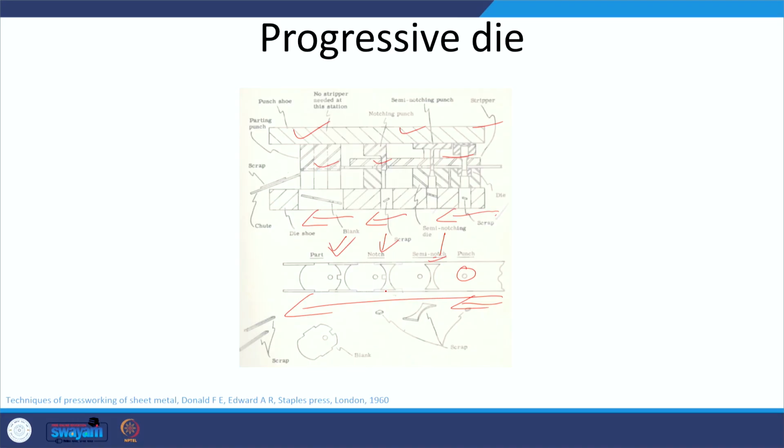So, now I will summarize this presentation. In this presentation, basically I have talked about the die set, what is the role of the die, and what are the common materials which are used for making the die and punch, and what are the different types of the dies which are used in sheet metal operations.